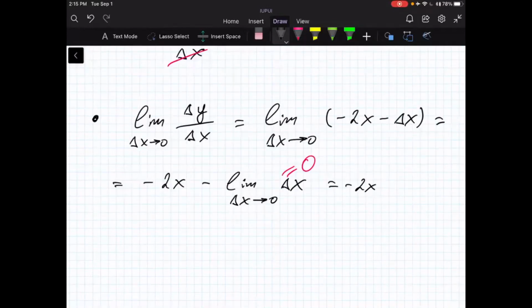So we get that the derivative, I can write it like that, 1 minus x squared prime, the notation for the derivative, is equal to minus 2x.